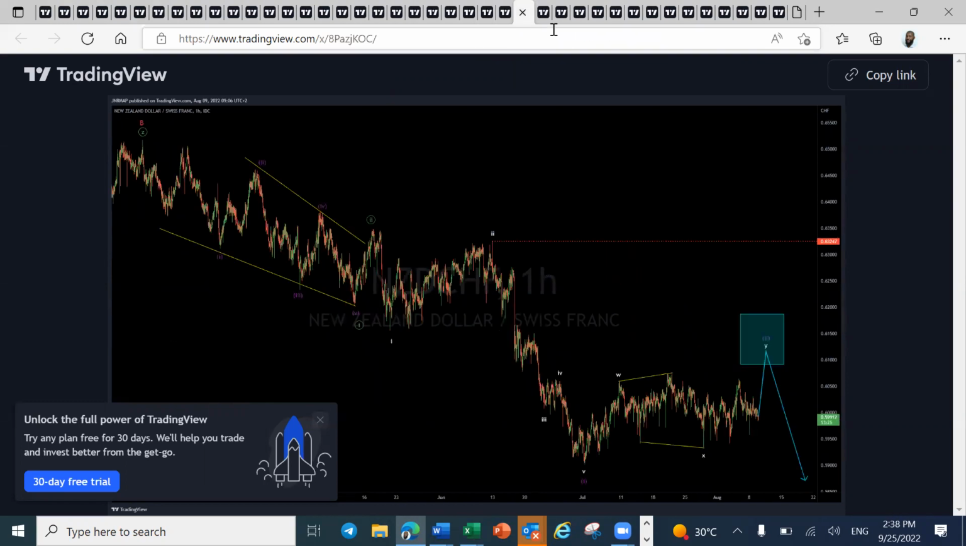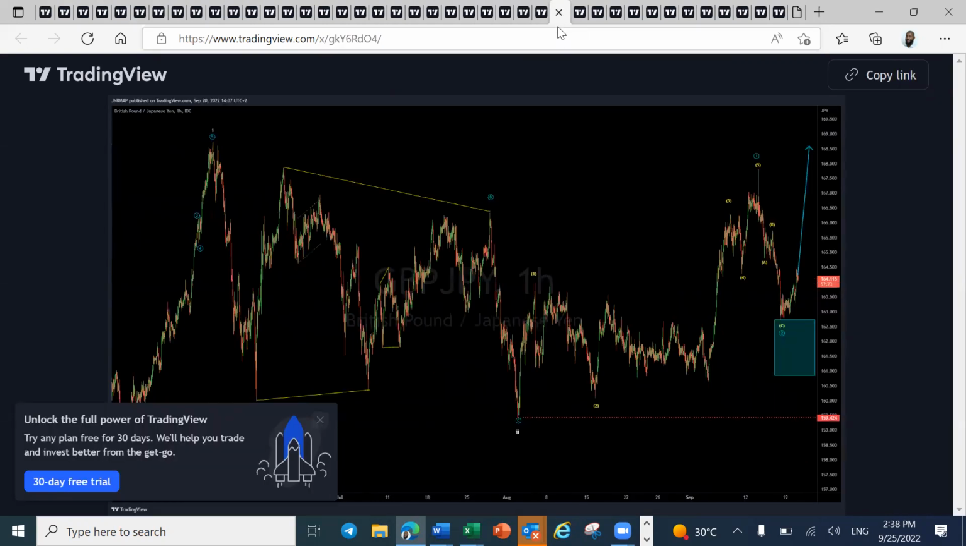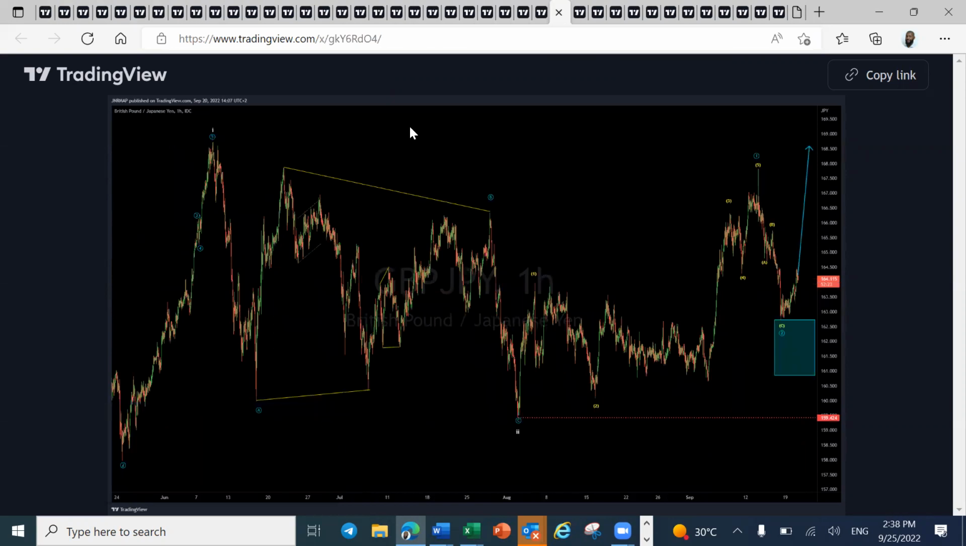New Zealand Swiss, we expected it to go into the blue box before dropping. It goes into the blue box, as you can see, and then it drops. Blue box is magic, 516 pips. Right, now pound yen, as I've indicated, so we've been focusing that pound yen is going to continue.